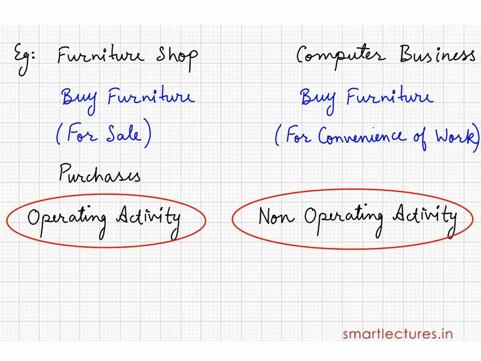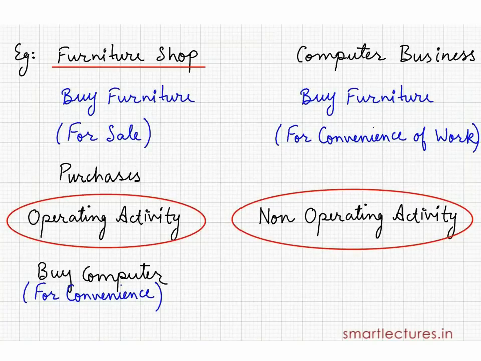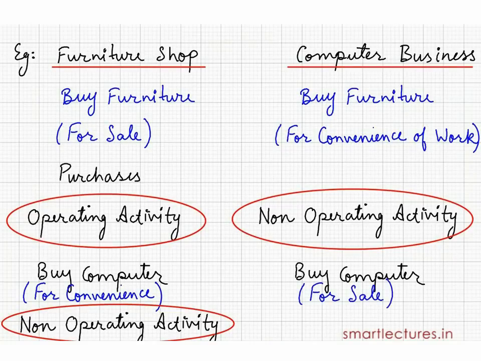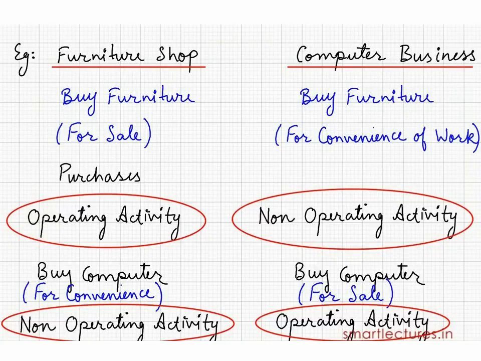In the same way, you are running a furniture shop and you buy the computer. Actually, when you are buying the computer, you need some convenience, maybe for accounting purpose or for printing purpose, etc. That computer is an asset for you. This buying of the computer won't be taken to the income statement. So it is a non-operating activity for you. But the person who is running the computer business, he buys the computer with the intention of selling to the customer at a higher price and making profit. So when he buys the computer, that's an operating activity for him. But that's not an operating activity for you, because you are running a furniture shop.